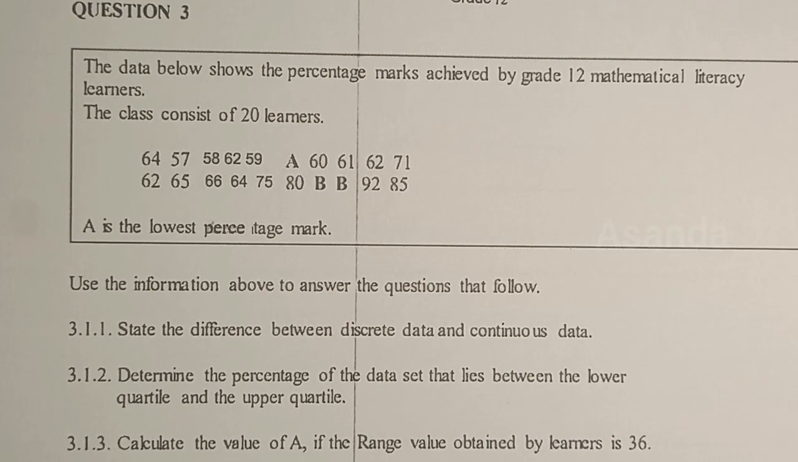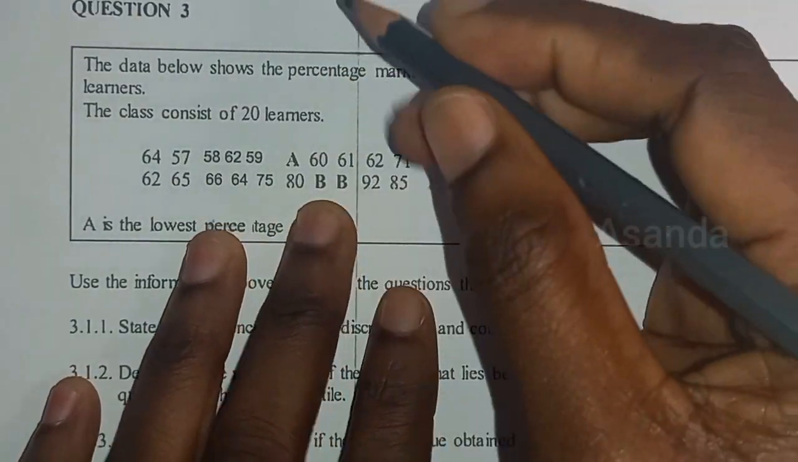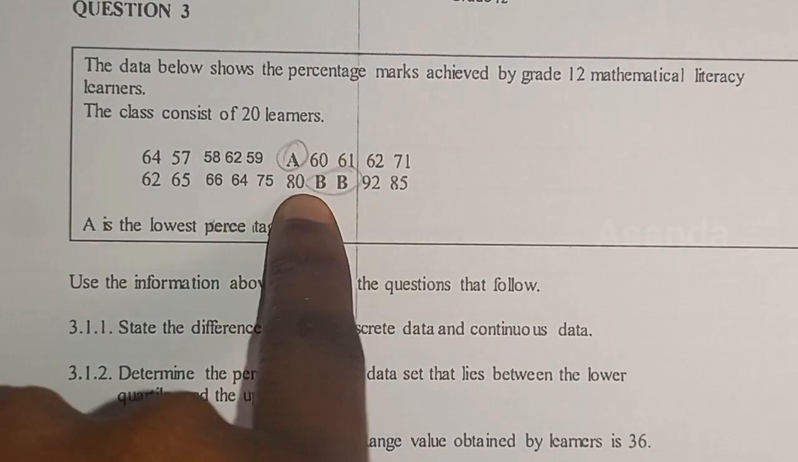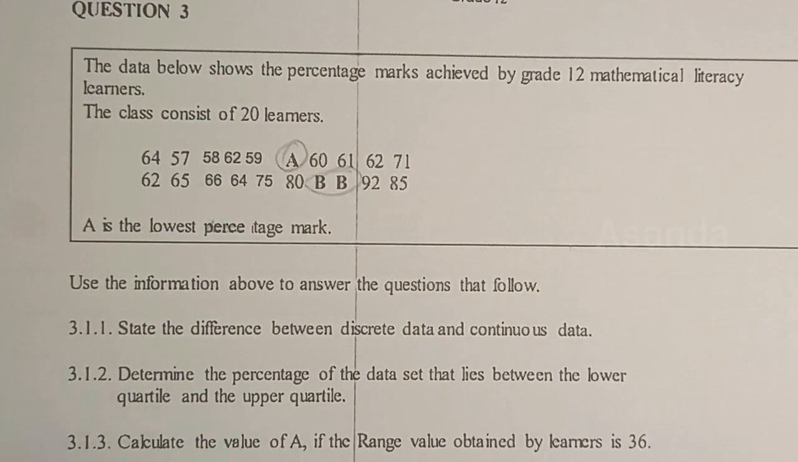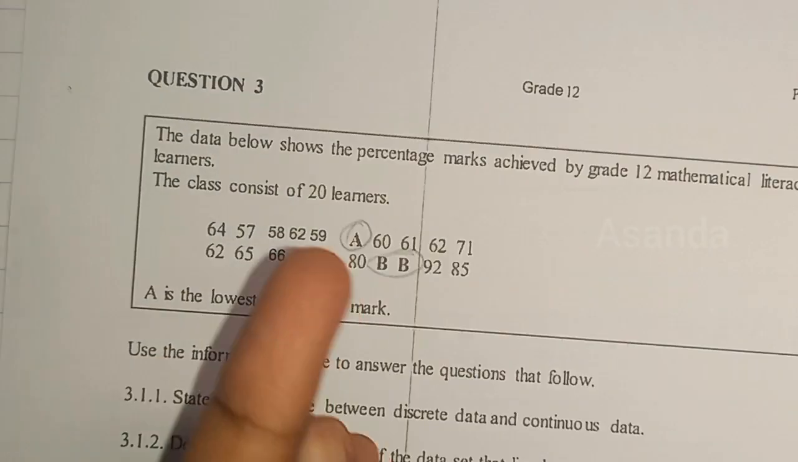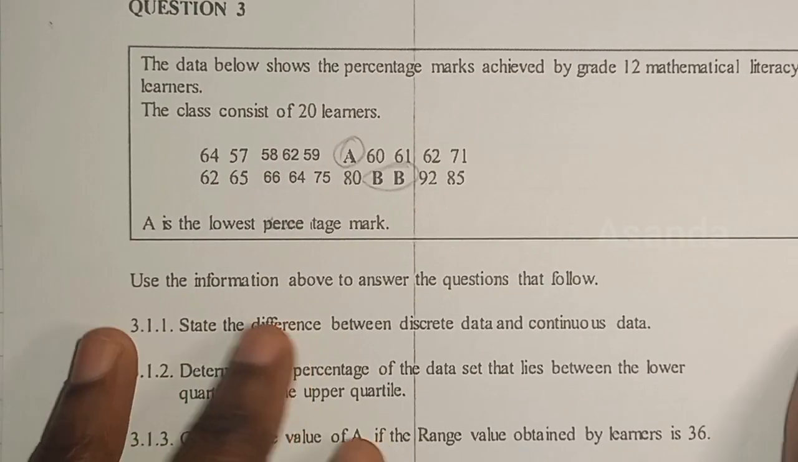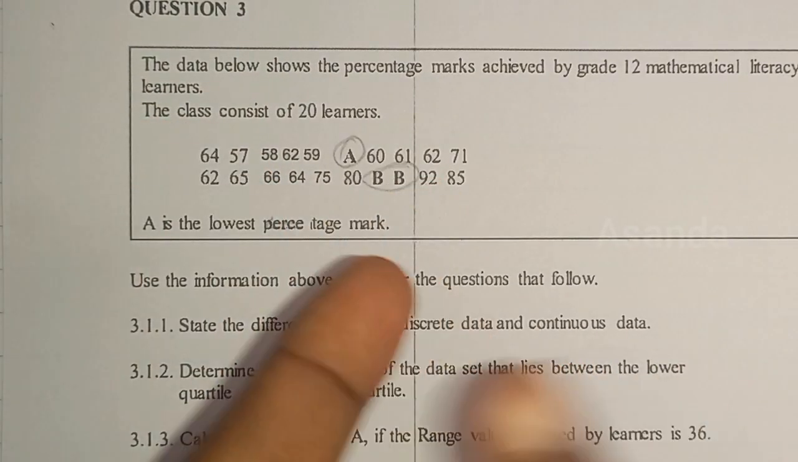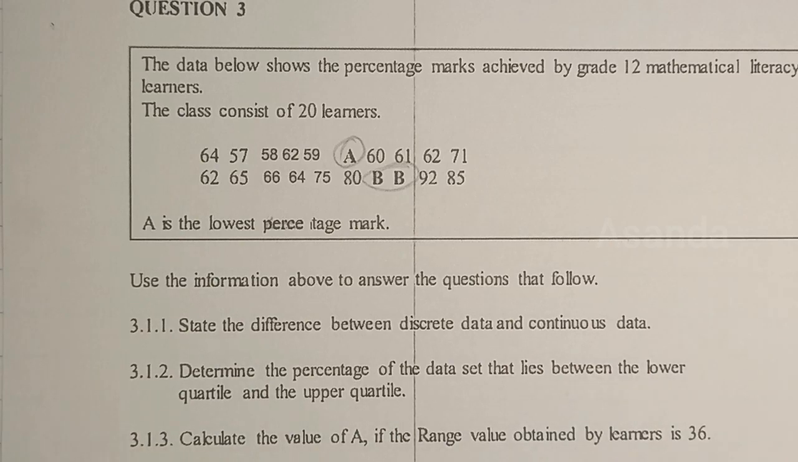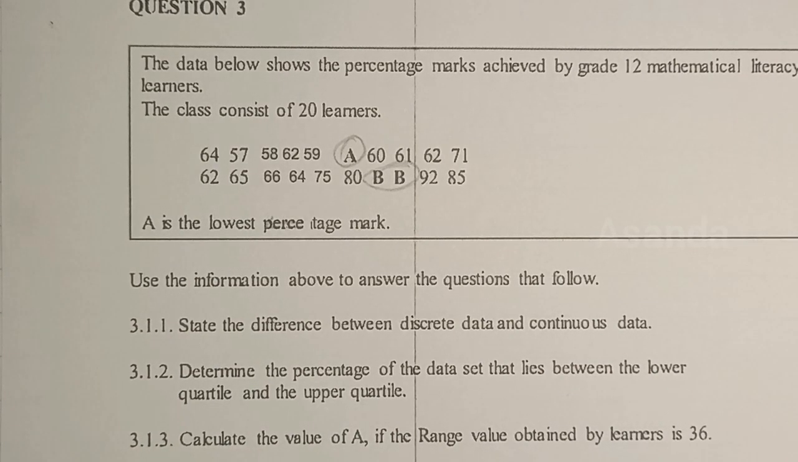And then it says A is the lowest percentage mark. So there are numbers that we don't have, like A, and the ones that say B. Tell you something, if you know how to calculate range, if you know how to find a mean, you will know how to get the answers here. Okay, so use the information above to answer the questions that follow.